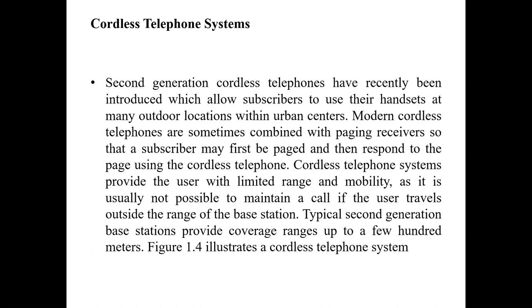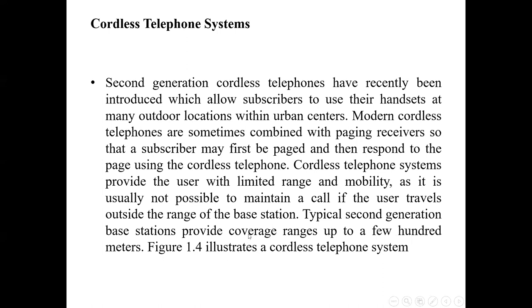What about the second generation? Second generation cordless telephone systems have recently been introduced, which allow subscribers to use their handset at many outdoor locations within urban centers, or I mean city centers. Modern telephones are sometimes combined with a paging receiver so that a subscriber may first be paged and then respond to the page using the cordless telephone. A typical second generation base station provides a coverage range of up to a few hundred meters.